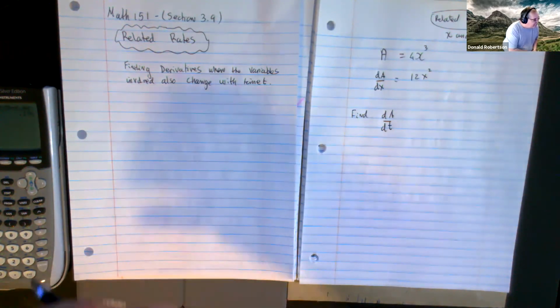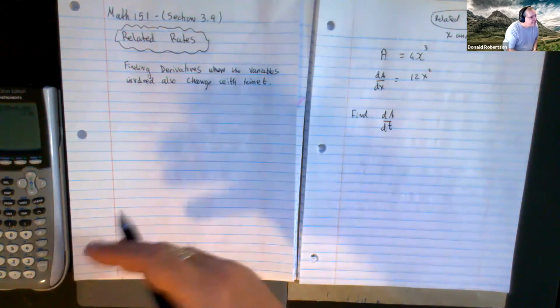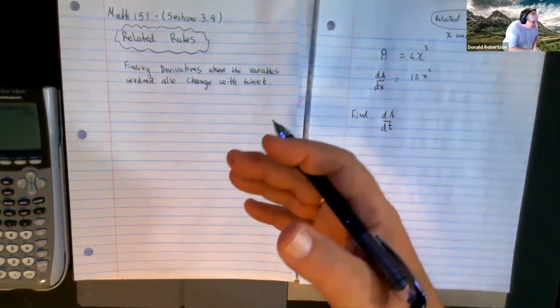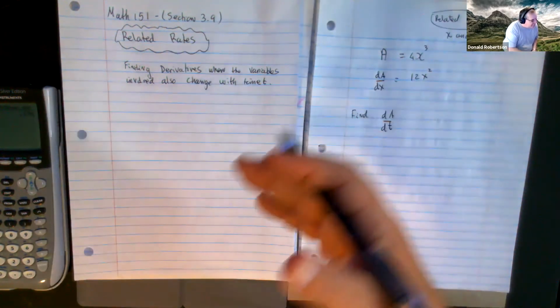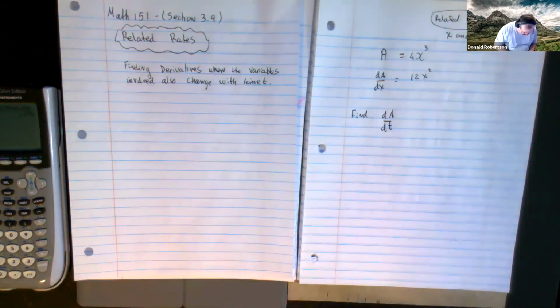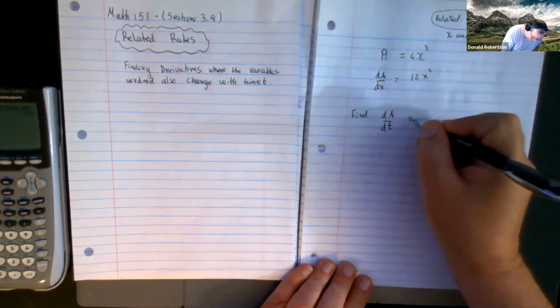So, analogy. Isn't it kind of like the chain rule, a function of a function? A is a function of x. It's 4x cubed. But x is a function of time. So isn't A a function of time? So dA by dt does make sense. Well, there is a formula for calculating it.